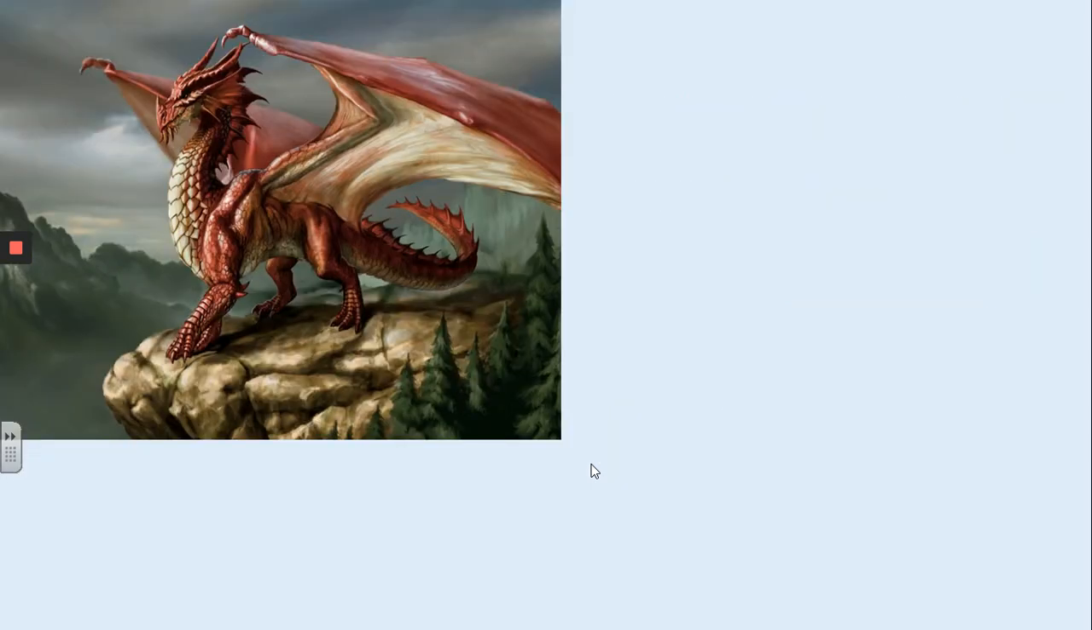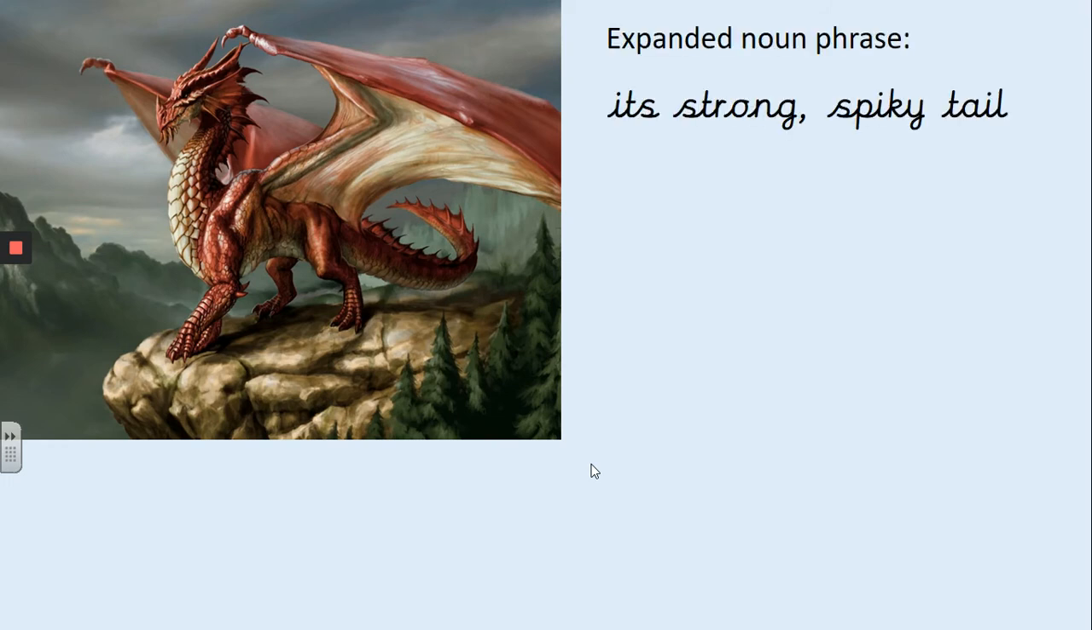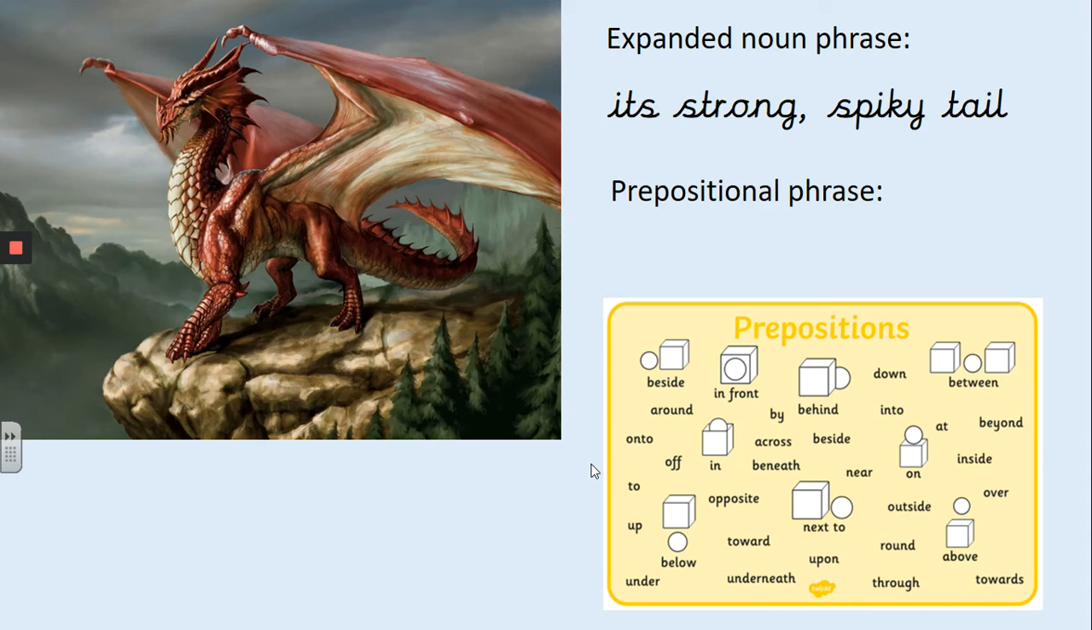On to our next picture. So we've got our dragon again. Now again, my expanded noun phrase from yesterday was its strong spiky tail. So a prepositional phrase. Again, but lots of things I could write about here. So the tail, it's in the air, it's above the cliff or above the rocks, it could be near the trees, it could be at the bottom of its body maybe. There's lots of different ways I could describe where this tail is in space.